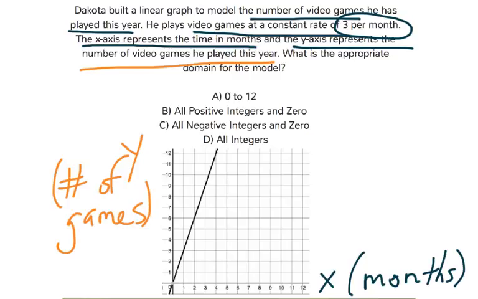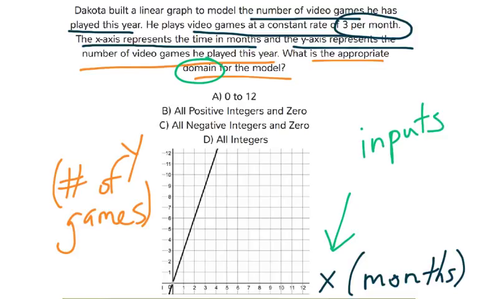What is the appropriate domain for the model? So remember, when you see the word domain, domain is referring to the inputs, okay? And in this case, it's the x values. So we're talking about all the inputs that could be possible x values. So let's go ahead and look at the answers here and see what fits.